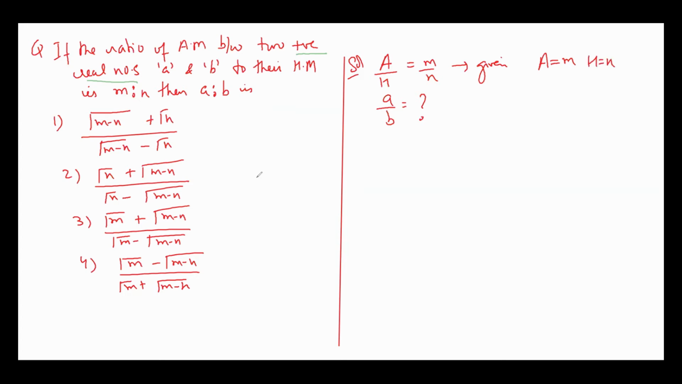So A is here M and H is here N. And what you have to find out is A and B. That means A and H are given to us and we have to find A and B. And what relation do we use? We know that in terms of A and H, this is the formula to find the roots. One of them will be A and another will be B. Now I am putting A is equal to M and H is equal to N here. So what do I get from here?